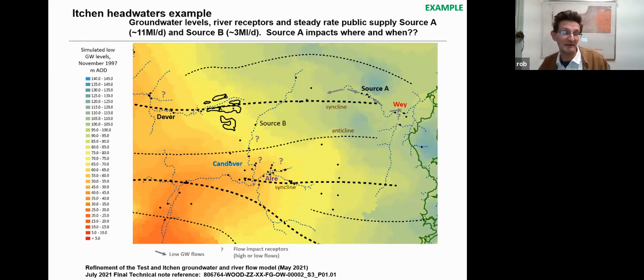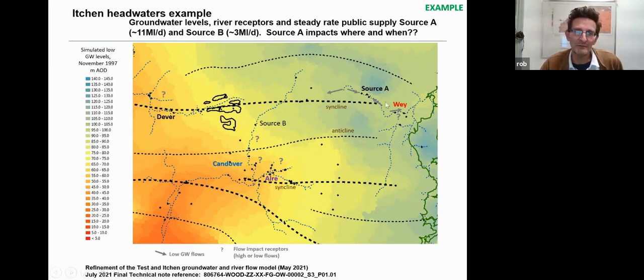This is an example. I previously flagged this on a recent talk, but from the headwaters of the River Itchen, whereby in particular, if we just focus on this, the existence of this source here, which I've called source A, there's another source here as well. The question is, where does the impact of that source happen? It's going at about 11 megalitres a day. And when does it happen? So how is that profiled through time?